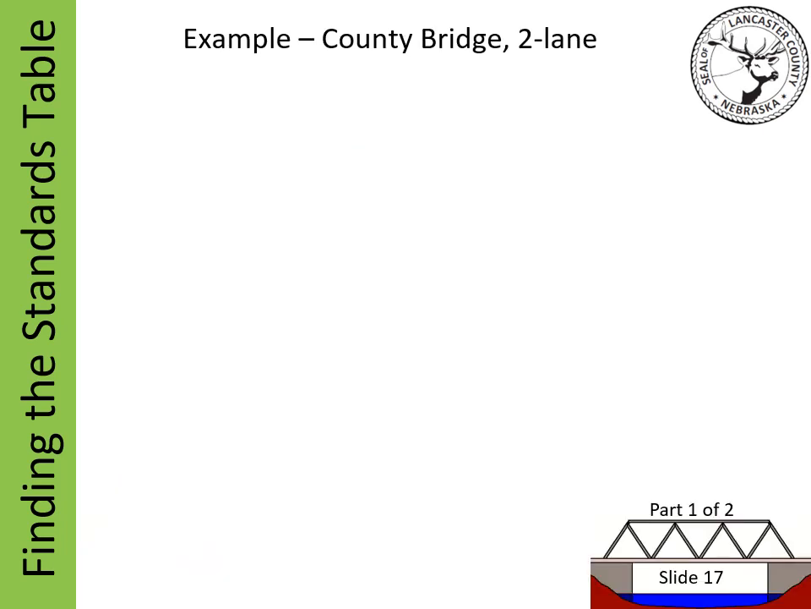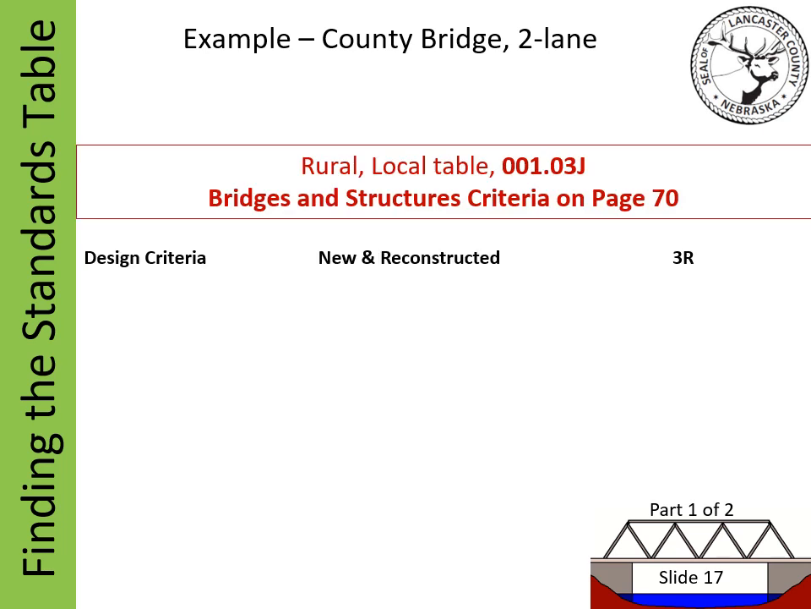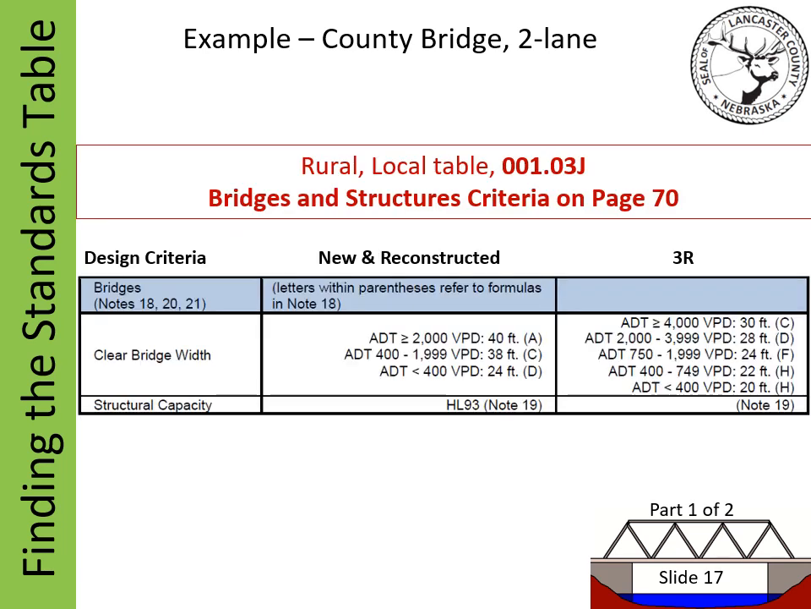As a reminder, Table J on pages 69 to 70 applies rural area standards to roads with a national and state functional classification of local. The minimum clear bridge width, shown on page 70 for the under 400 vehicles per day group, is 24 feet, but we did not check the formula in Part 1.